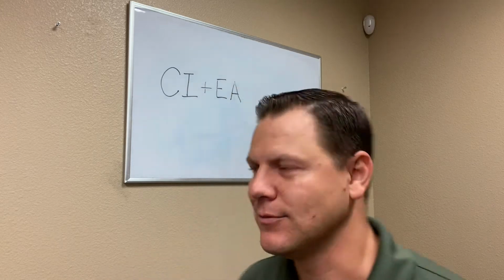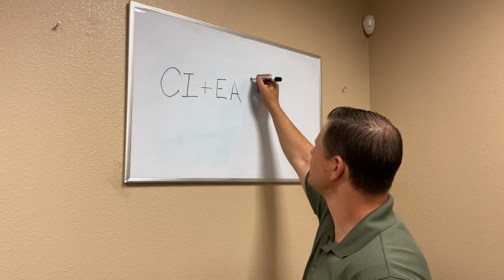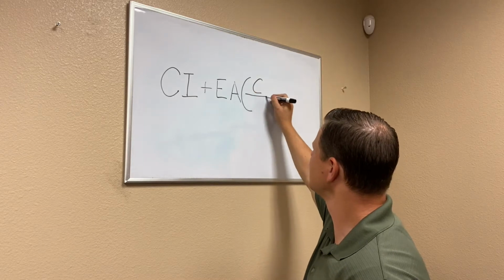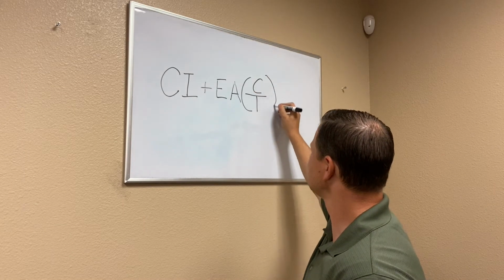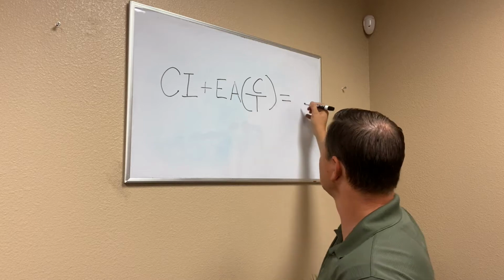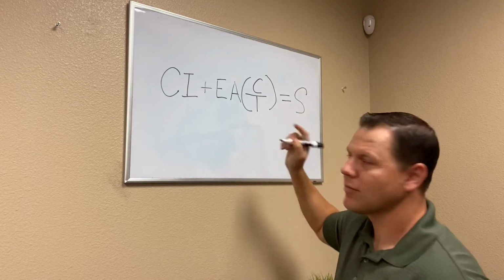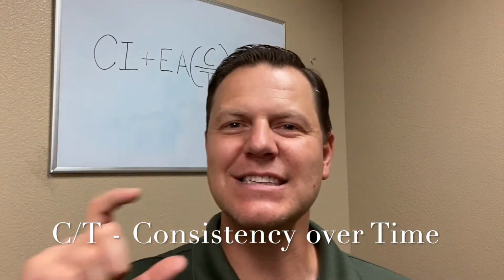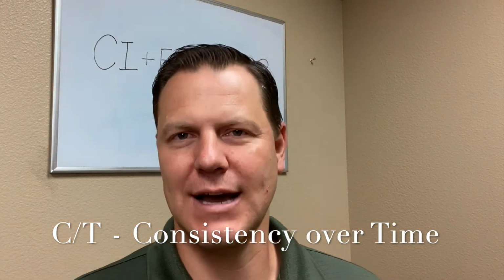So now that we have the correct information and we have the effective action, what else do we need in order to be successful? Let's find out. So we have the correct information, we have the effective action. So what is C over T? C over T stands for consistency over time.